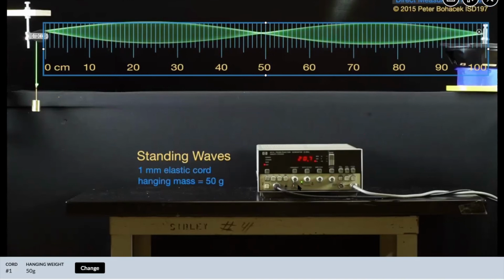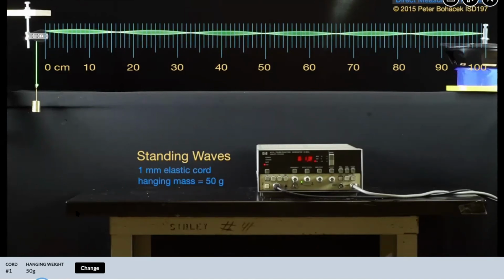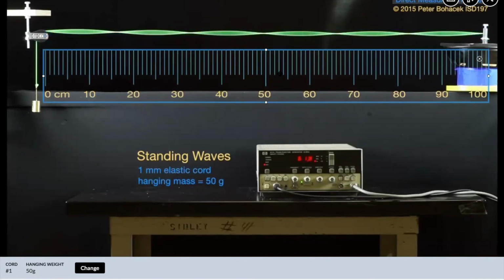I read the frequency off the function generator. The wavelength is the distance of two antinodes. And the number of harmonics is equal to the number of antinodes. So if I let it play up to the last harmonic, I can see that this is the sixth harmonic because there's 1, 2, 3, 4, 5, 6 antinodes. I can read its frequency off the function generator. And its wavelength I would read as the distance of two antinodes from here to here.